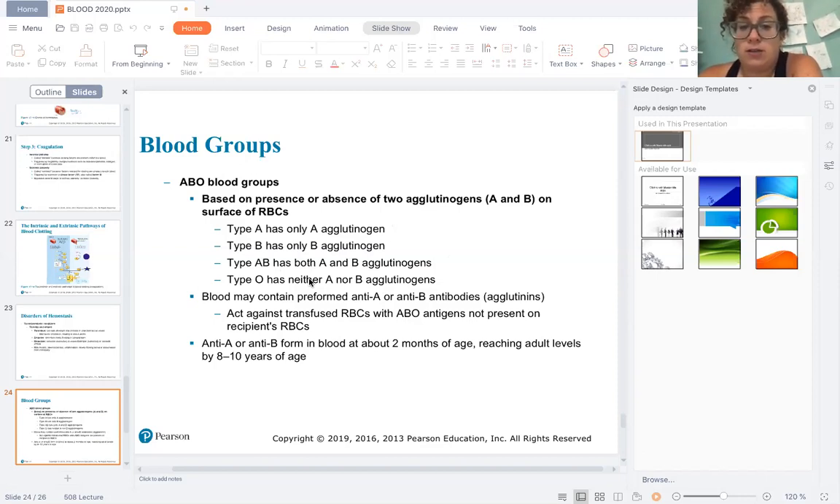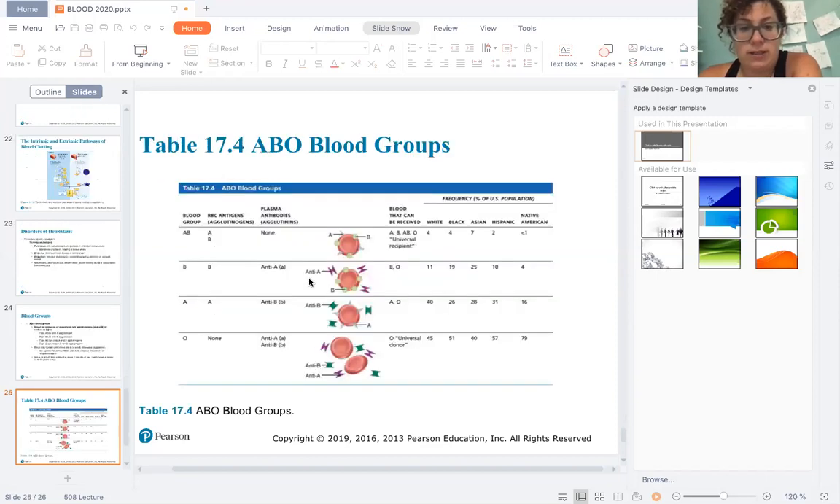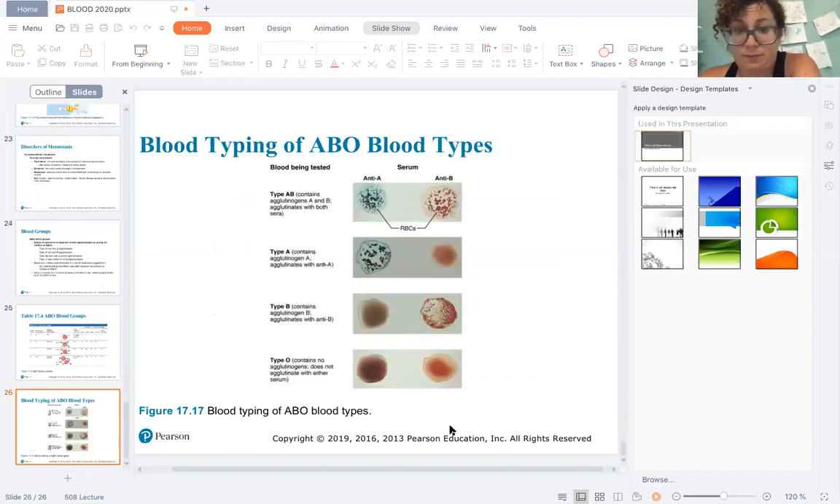Okay? So in a nutshell, in case anyone was confused about this, AB is a universal recipient. Type O is a universal donor. Why? AB has all the antigens on it, so it's not going to have any antibodies. Type O, universal donor, has no antigens so it can't stimulate an immune response, but it has the antibodies, so it can't receive from anyone else. It has to be type O.